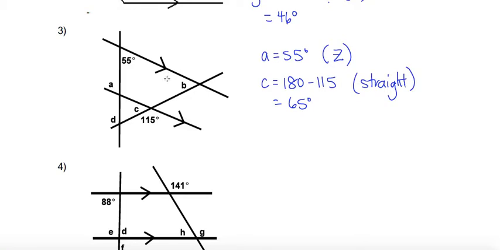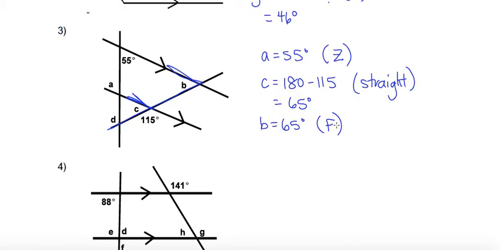So let's take a look at trying to figure out what B is. Now that I know C, I can find B by doing the F pattern. So I'm drawing a backwards F here. So this tells me that C and B are exactly the same. So B is equal to 65 degrees, and that's using the F pattern.